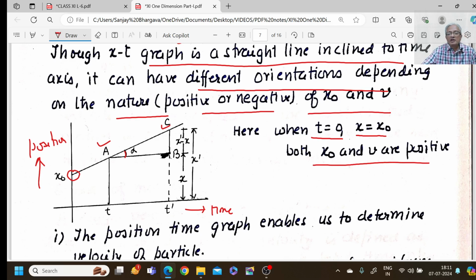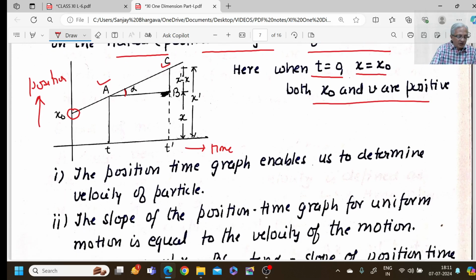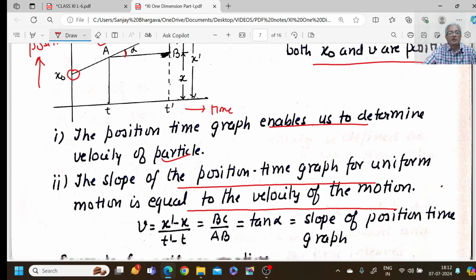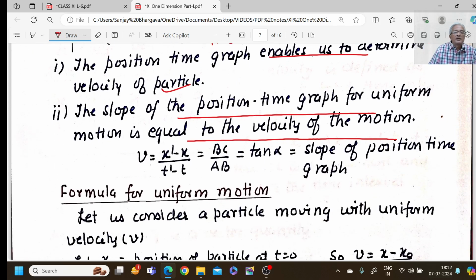Now what is the information that we are obtaining from the graph? The position time graph enables us to determine the velocity of the particle. The slope of the position time graph for uniform motion is equal to the velocity of motion. So once I calculate the slope of this straight line graph, that slope provides me a measure of velocity of uniform motion. So velocity is equal to x dash minus x upon t dash minus t, is equal to BC upon AB, is equal to tangent alpha, which is nothing but the slope of the position time graph.